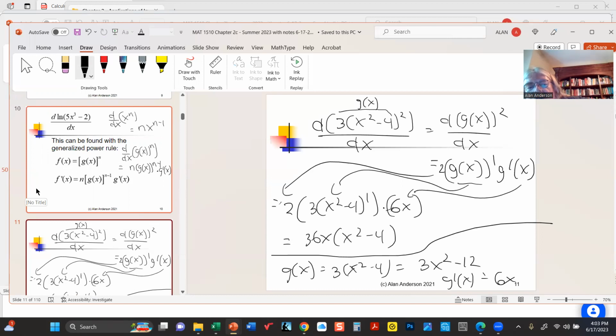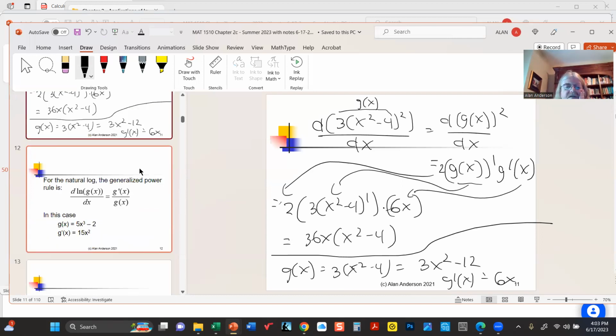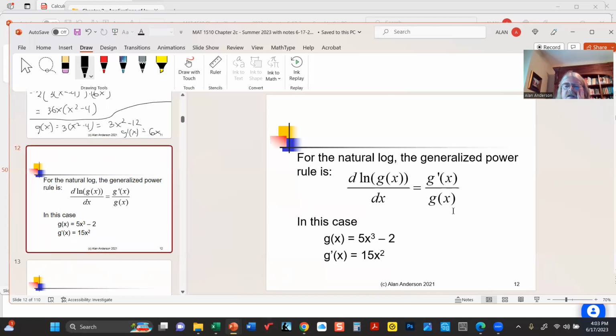All right, so this is sometimes called the generalized power rule. The chain rule is a consequence of this. So with natural logs, though, it's going to be a little trickier.